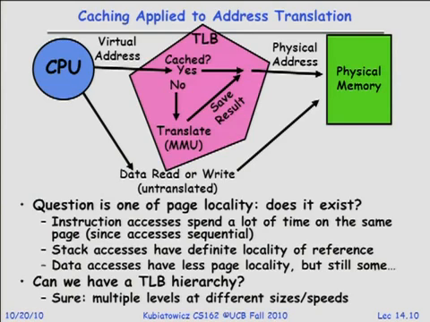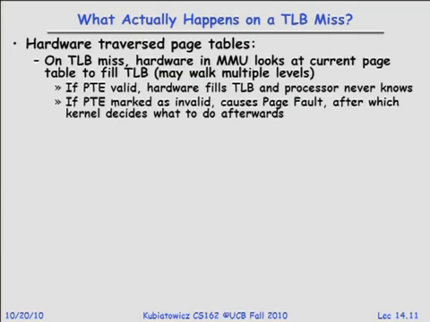So what actually happens when we miss in the TLB? Well, if we have a hardware traversed page table, then on a TLB miss, there's hardware in the memory management unit that walks your page table. And if it finds the final PTE is valid, it typically fills the TLB, and the processor never knows there was a fault. The only thing it sees is that its access was a little longer because the MMU had to take over. Okay, so it's very transparent.